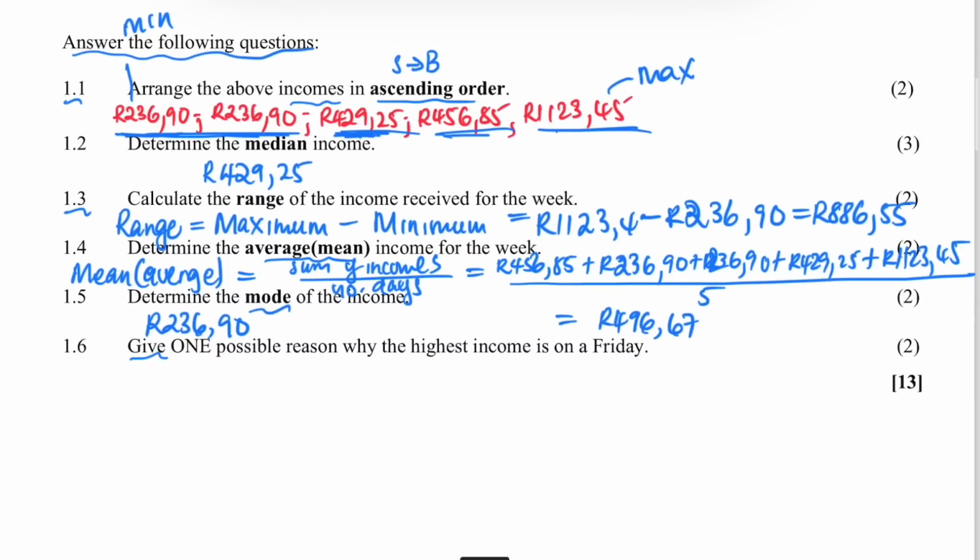It says in 1.6, give one possible reason for the highest income on Friday. So on Friday there were a lot of sales. So we can say the reason for that is there were a lot of sales on Friday.